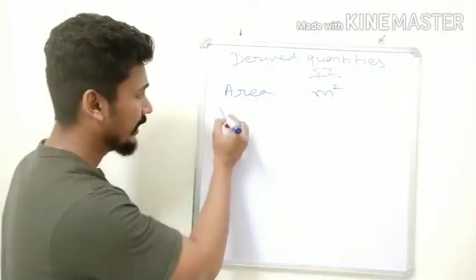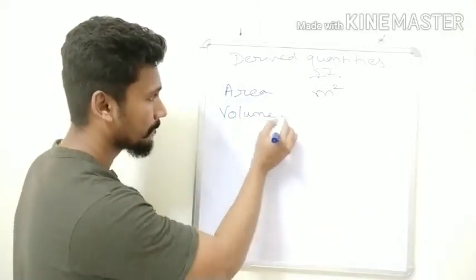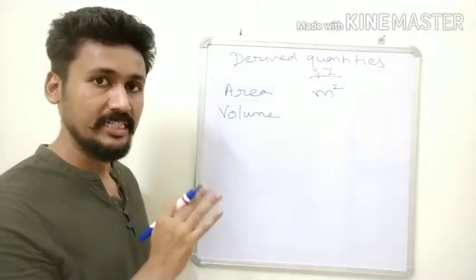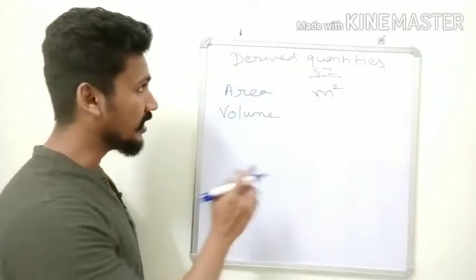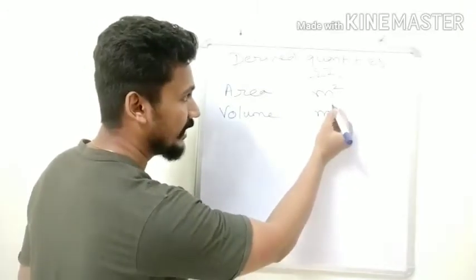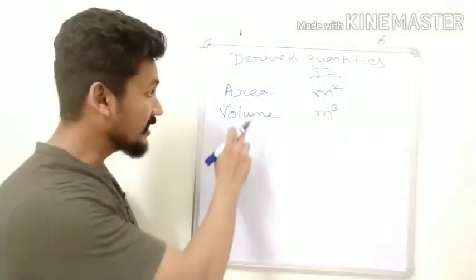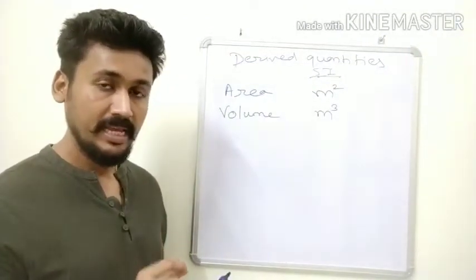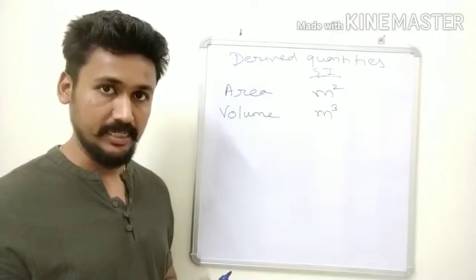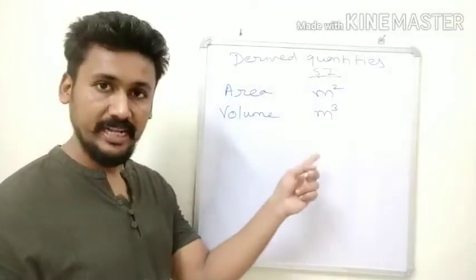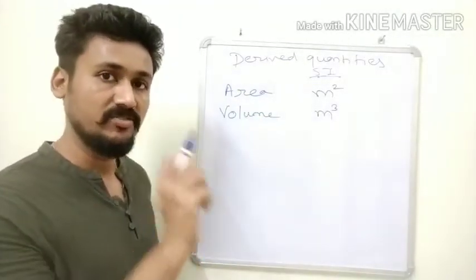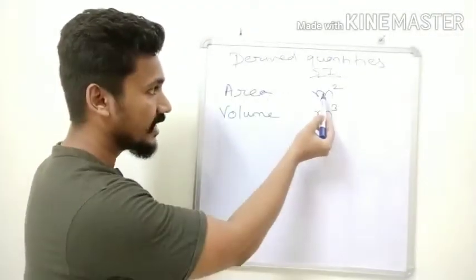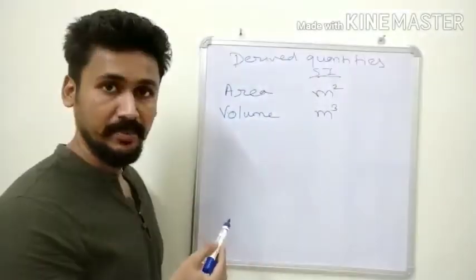Let us take another. Let us say volume. How do we measure volume? Length into breadth into height. So length is taken how many times? 3 times. So therefore the SI unit of volume will become meter cube. Okay. So this is very important to understand. Whenever you are given any kind of derived quantity, it will be made up of 2 or more fundamental quantities. To find out the unit of that derived quantity, just put the units of those fundamental quantities. Fine. So this is easy to understand. Area SI unit is meter square. Volume SI unit is meter cube.